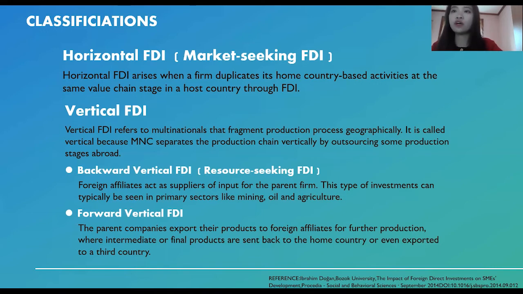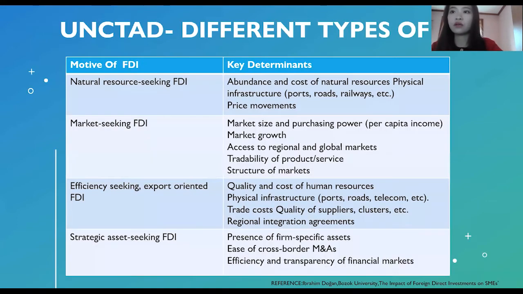In the case of forward vertical FDI, the parent country exports its products to a foreign affiliate for further production, where intermediate or final products are sent back to the home country or even exported to a third country. Besides this, the United Nations Conference on Trade and Development identifies 4 different types of FDI. These are listed below with key determinants.